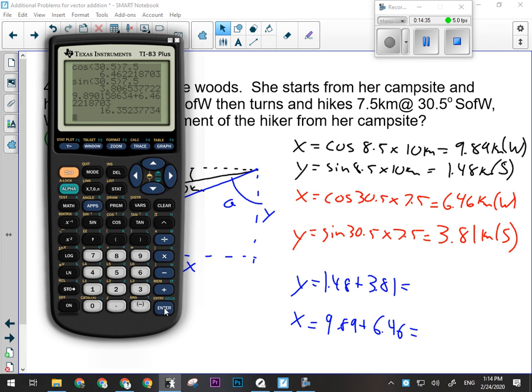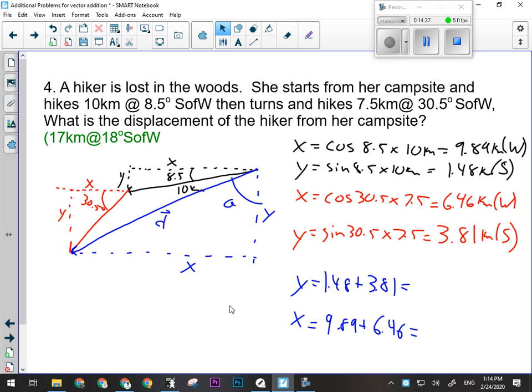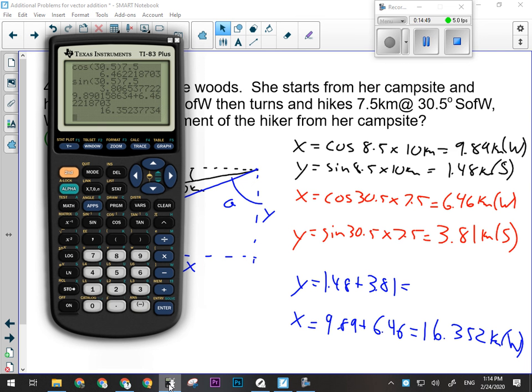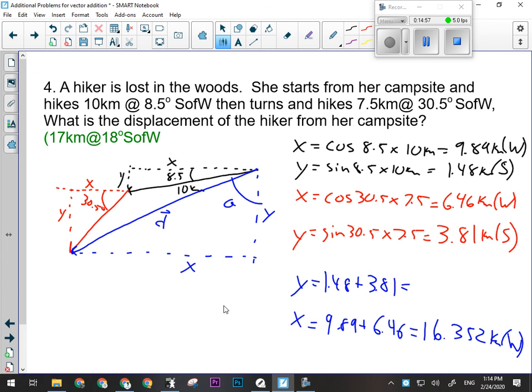So our overall x is going to be 16.352 kilometers, and that's west. And then our y, I'm just going to shortcut here, guys, for the sake of time: 1.48 plus 3.81, plus the one I lost, is 5.29 kilometers, and that's south. You would obviously never do it that way. Then we can do Pythagorean theorem, and when we put those together squared, we're going to get 17 kilometers.